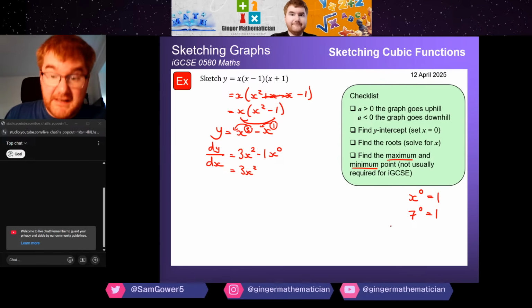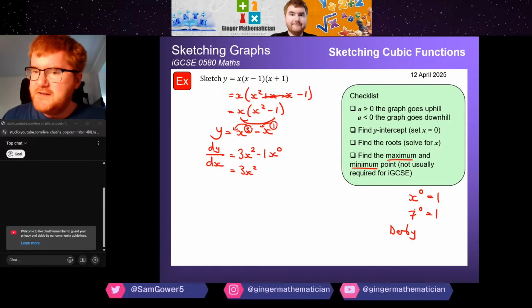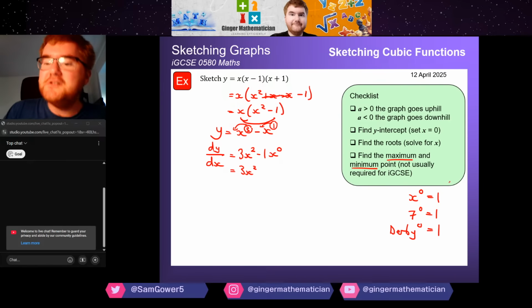My favourite football team, Derby County, they're in the second league, hopefully they'll survive this season. To the power of 0 is also 1 as well.